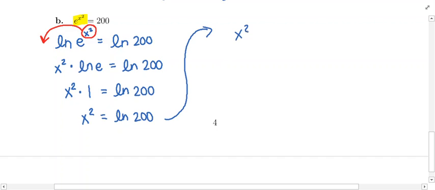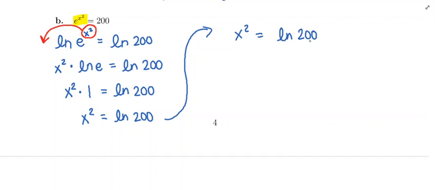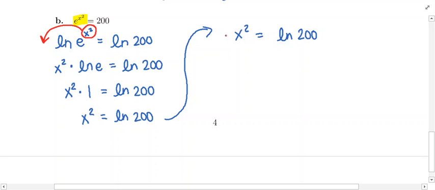We're almost done. Let me rewrite this up here. So far, this is how far we've gotten. We have x squared is equal to the natural log of 200. We need to solve for x. So to undo the x squared, we need to take the square root of both sides, because the square and the square root cancel.